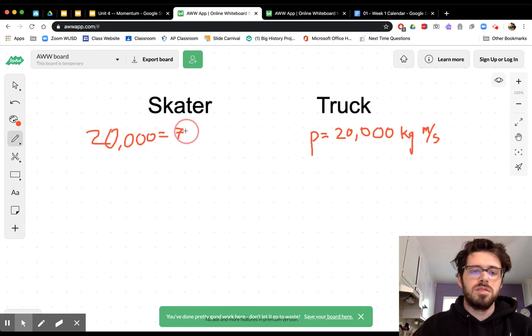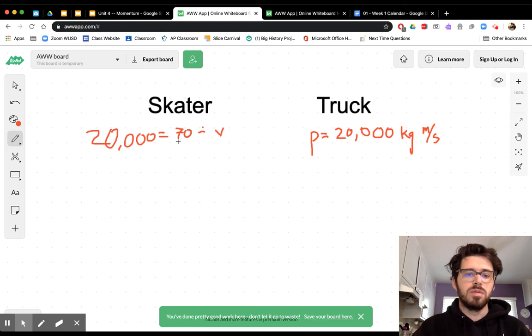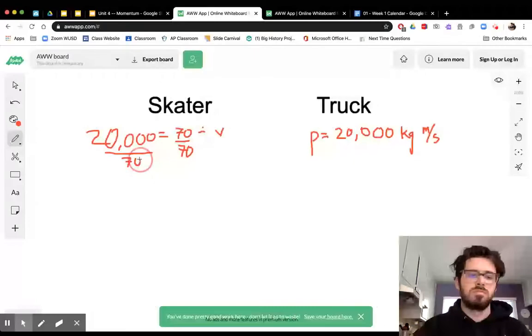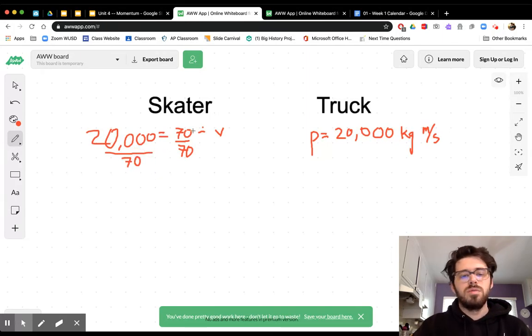Okay, so you have 70, and then it's going to be divided by some velocity. And so if I divide 70 to the other side, that will tell me at what velocity the skater will have the same amount of momentum as the truck. Let me go ahead and ask Alexa, what is 20,000 divided by 70?